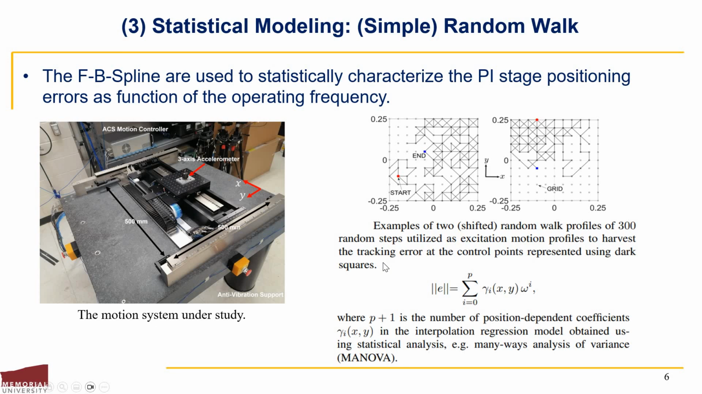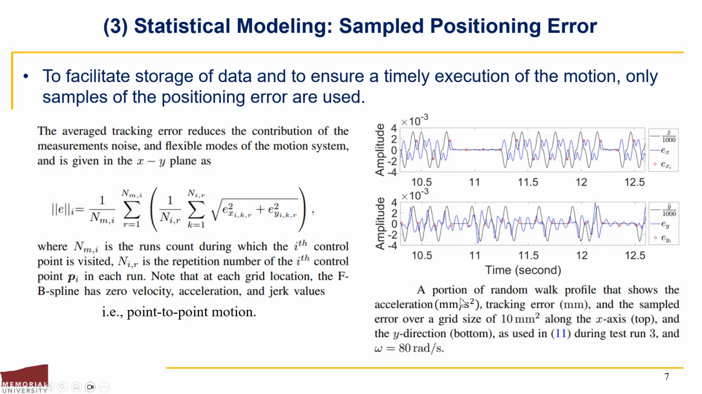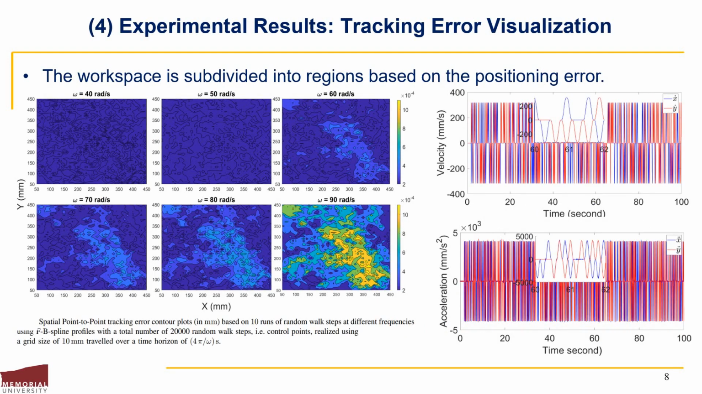Using multi-way analysis of various statistical methods, it is required to write the point-to-point average tracking error as a position and frequency-dependent quantity, as given in the mathematical model provided over here. To do that, sufficient samples of the tracking error were obtained and processed according to the averaging process given over here. The figure to the right shows a portion of the data set obtained during that sampling process.